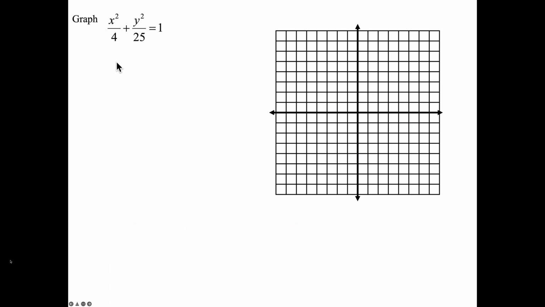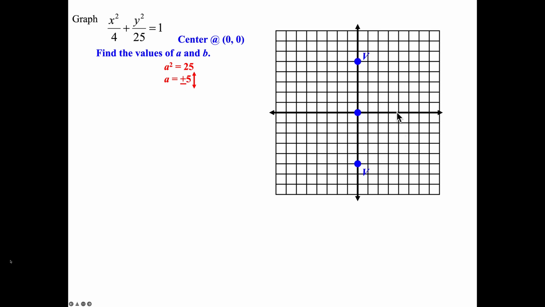All right, next example. We have x squared over 4 plus y squared over 25 is equal to 1. This is ready to go. Now my a squared is underneath the y. So again, no minus h, no minus k. The center is at the origin. Square root of 25 is 5. We're counting this time up and down 5. So up 5, down 5.